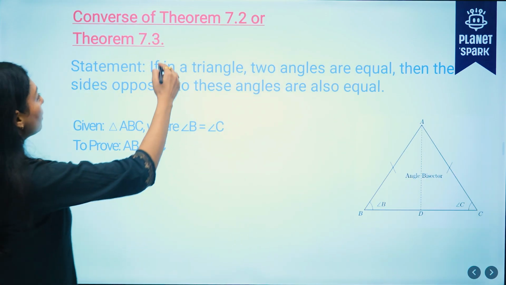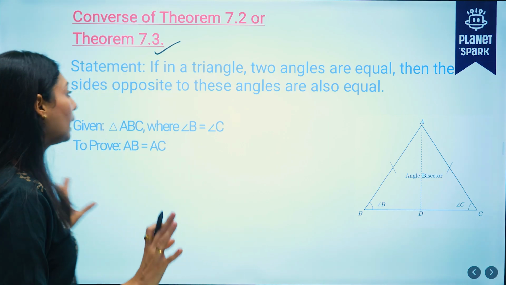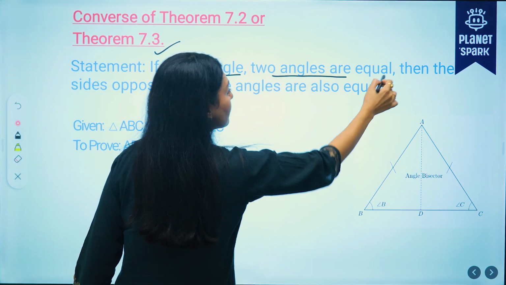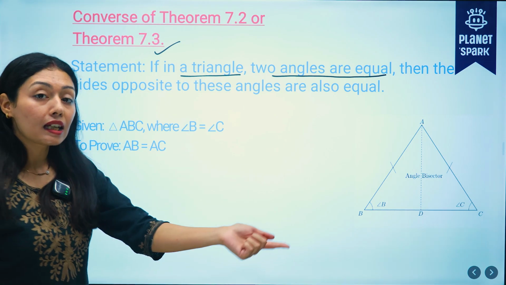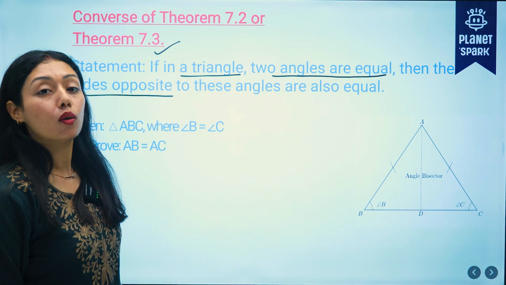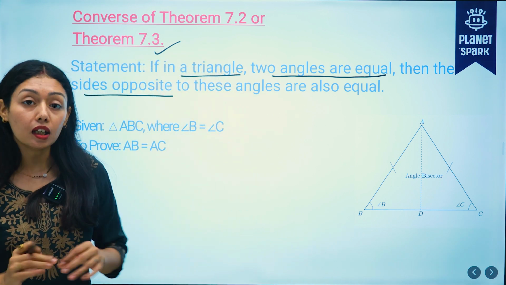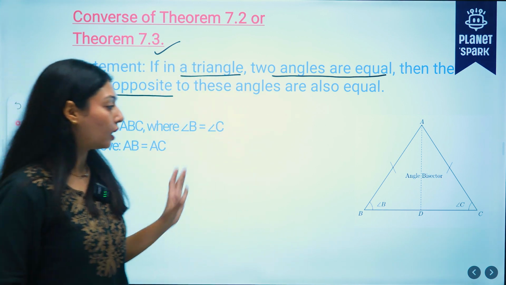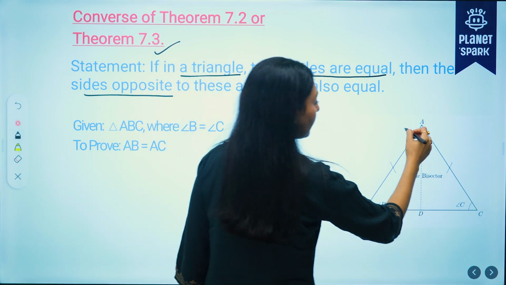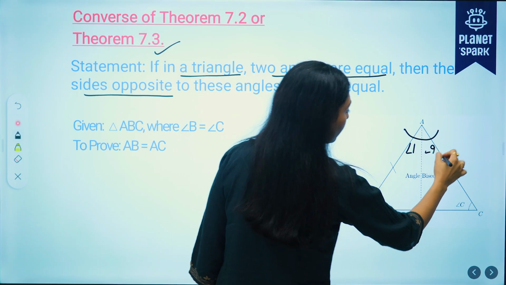Now, theorem 7.3, or we can say the converse of the previous theorem. That is, again let's say we have a triangle and in it two angles are given equal. Then we can say that the sides opposite to these angles are also equal. The proof is similar; we just have to see what congruence criteria we can use. Okay, so let's take a triangle. ABC is the triangle, same construction we are doing, taking the bisector of angle A. So let's say angle 1 is equal to angle 2.